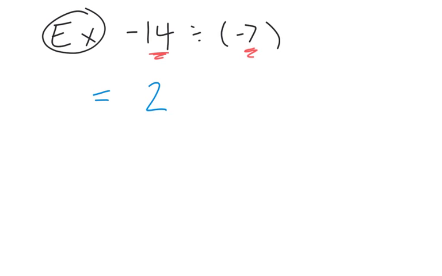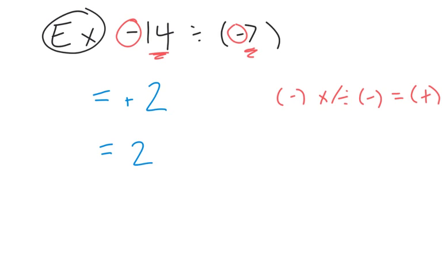Let's take a look at the signs. We have a negative sign here and a negative sign here. If you recall, when you have a negative number multiplied or divided by a negative number, the final answer is going to be positive. Therefore, this 2 is positive 2. Again, we don't write in the positive sign, so the final answer is 2.